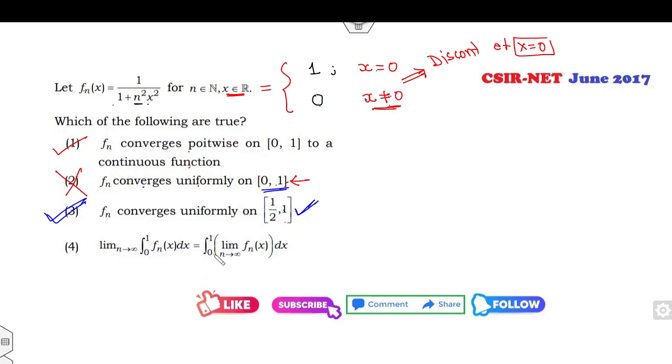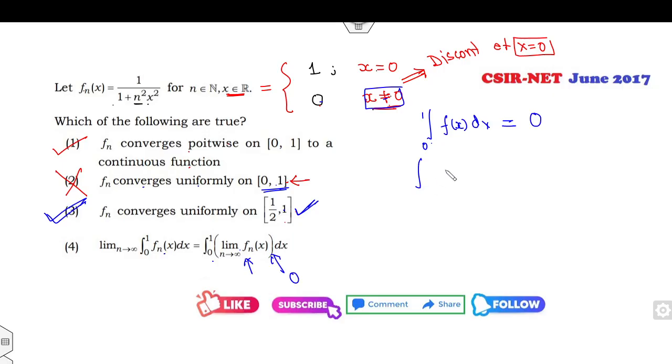Fine. Now, on the left hand side, what is the answer of this? This number is my f(x). On this interval 0, 1, what is my f(x)? 0. So the right hand side is 0. What is the left hand side?